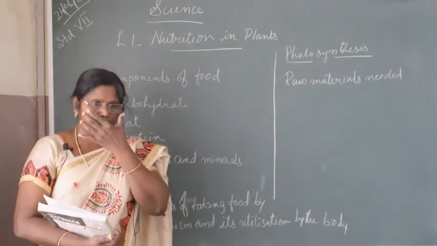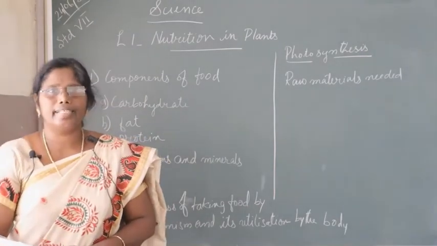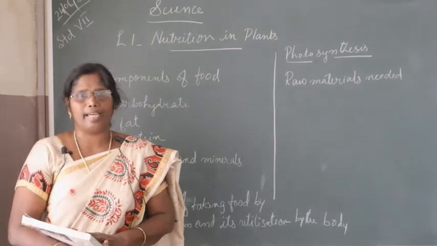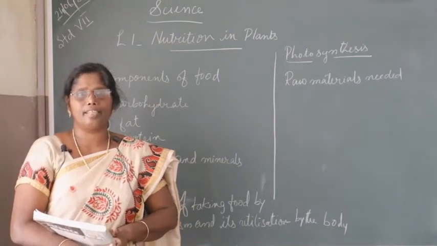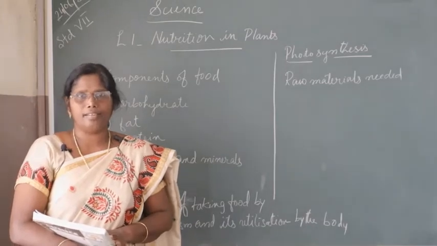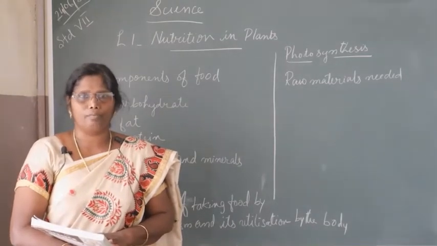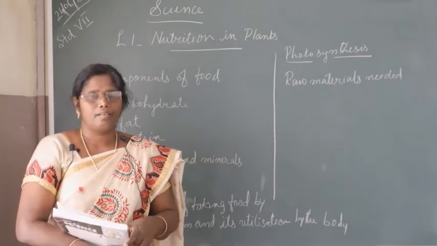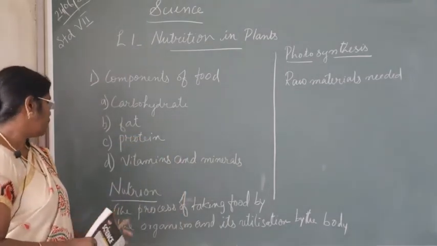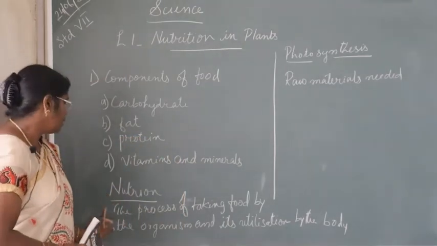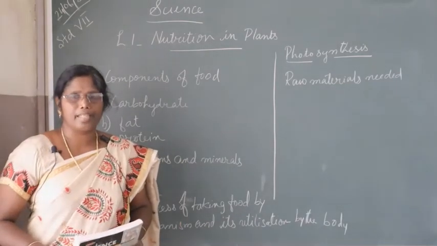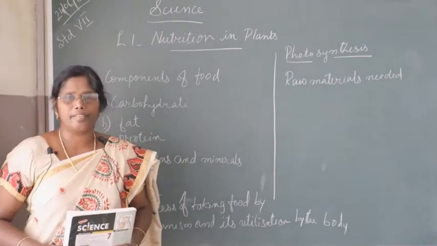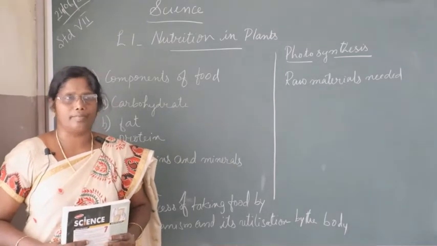For example, a lion eats a deer and the deer eats plants. In this case, the lion indirectly depends on plants while the deer directly depends on plants. Now the next heading is nutrition. The process of taking in food by the organism and its utilization by the body is called nutrition.